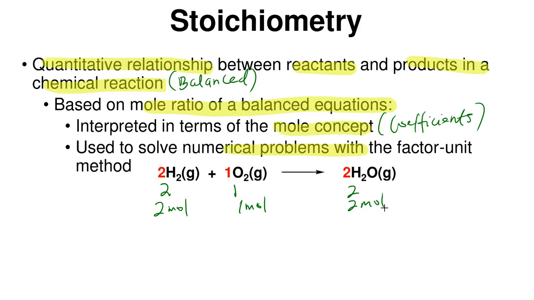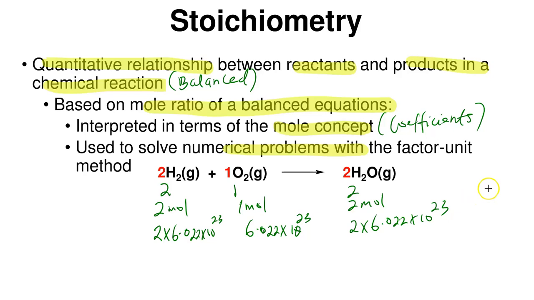And again, remember, since these are molecular compounds, we can also interpret this in terms of what again? The Avogadro's constant. Now, if this is 2 moles, what it simply means is that 2 times 6.022 times 10 to the power 23 molecules. Here, only 1 mole of oxygen will constitute 6.022 times 10 to the power 23 molecules of oxygen. And here will also be 2 moles of water, which will be constituted of 2 times 6.022 times 10 to the 23 molecules of water.